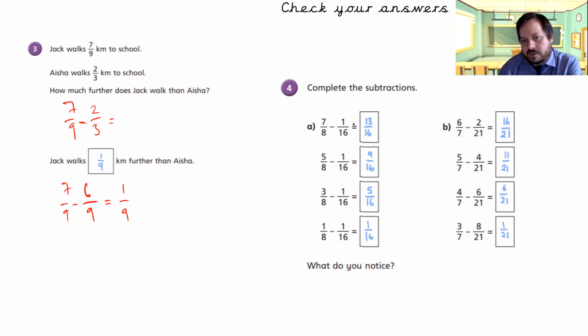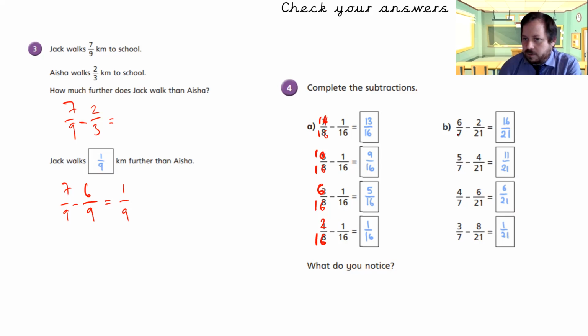Then it says complete the subtraction. So again, we just work out which one's which. We've got to times this by 2 to get to 16. So that becomes 14. 14 minus 1 is 13. This again is times by 2. So 10 minus 1 is 9. This one times by 2, 6. 6 minus 1 is 5. And then times by 2 again. So 2 minus 1 equals 1.